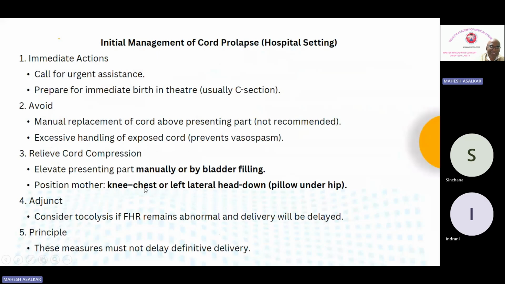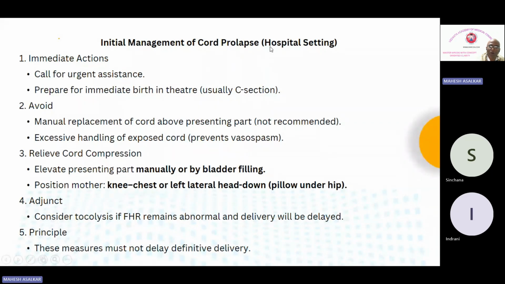If they ask you the next step: first will be to call for assistance. Second will be to avoid manual replacement of the cord, and then relieve cord compression by manual elevation of the presenting part or by bladder filling. And what should be the position of the patient? Either knee-chest position or left lateral head down with a pillow under the hip. So these are the positions: knee-chest position or left lateral head down, pillow under the hip.